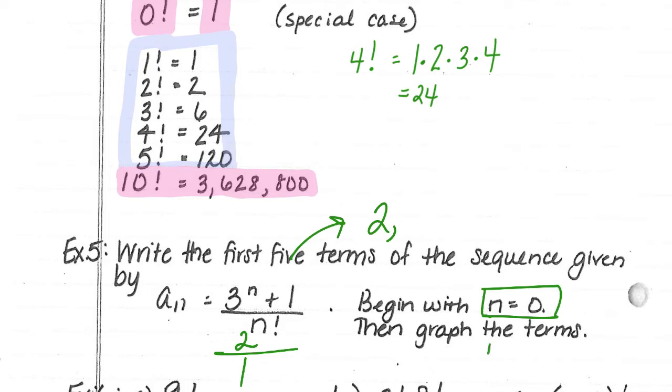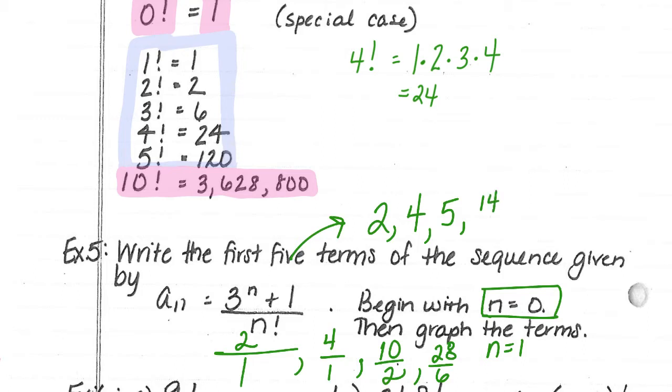All right, let's go ahead and plug in 1. 3 to the first power plus 1 is 4 all over. Well, 1 factorial is also 1, so that's going to be 4. Next number, 2. 3 squared is 9. 9 plus 1 is 10. 2 factorial is 2, so I know this is 5. Next one, 3. Sorry, 3 cubed is 27 plus 1 is 28. All over 6, which is going to give us 14 over 3.